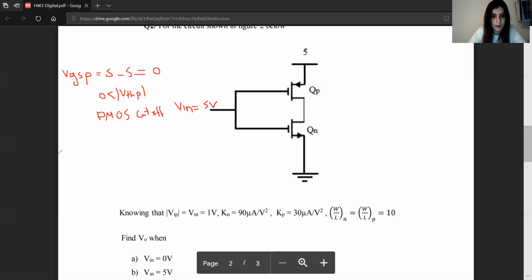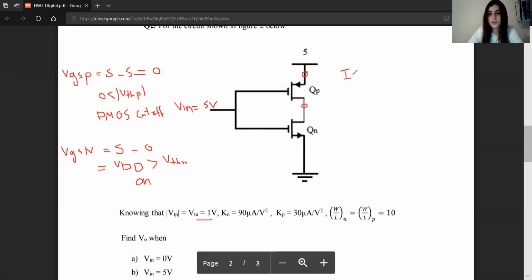On the other hand, the NMOS: the voltage at the gate of the NMOS is 5 volts, and at its source, it's connected to ground, so it's 0. So V gate source of N is equal to VDD, and it's of course greater than the threshold of N, which is 1 volt. So 5 is greater than 1. That's why it's on. So this NMOS is on. This PMOS is off.